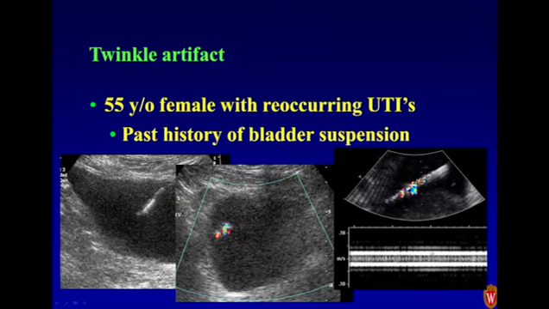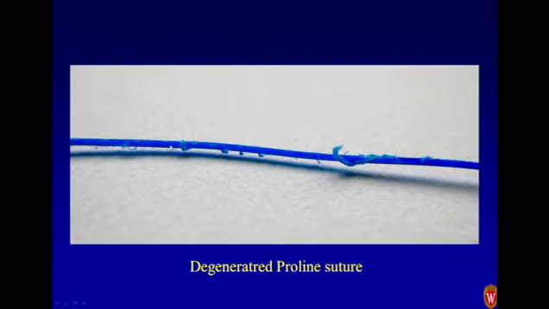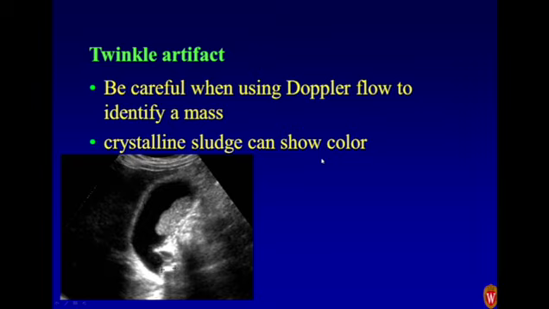Because this spectral tracing just makes no sense, right? This is artifact. And what this was, it was not a blood vessel. It was a suture material. From the bladder suspension, the suture had poked through the center of the bladder, and the strands became frayed. They've got a little crystalline deposition, and so that's where that Twinkle artifact was coming from.